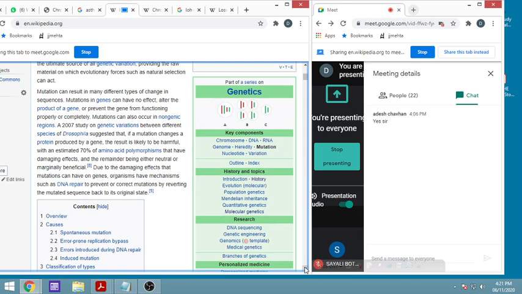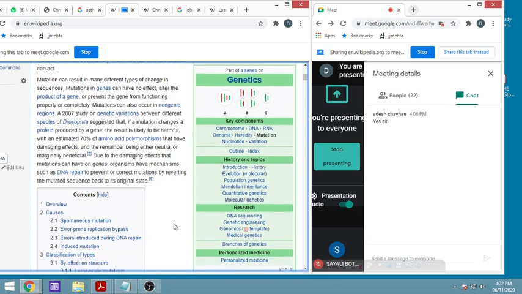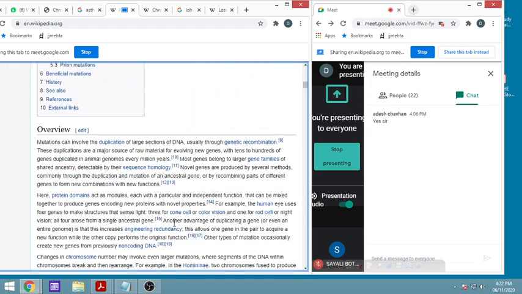If a mutation changes a protein produced by a gene, the results are likely to be harmful, with an estimated 70% of amino acid polymorphisms having damaging effects, while others may be neutral or marginally beneficial. Because of this effect that mutations have on the organism's genes, DNA repair is important, but it may not be possible all the time. So there are a variety of mutations.